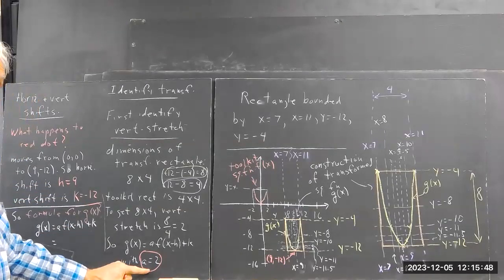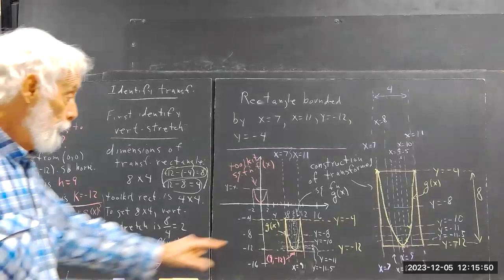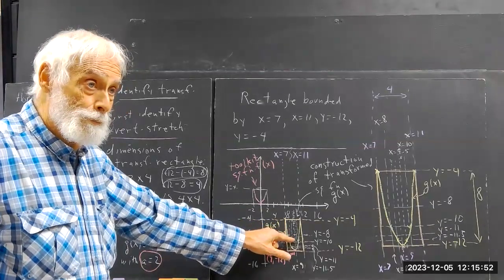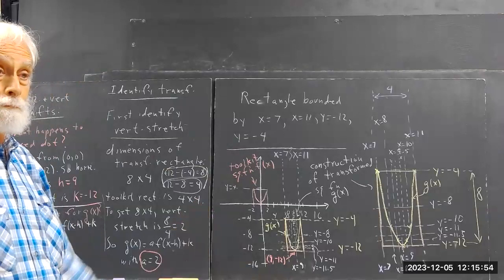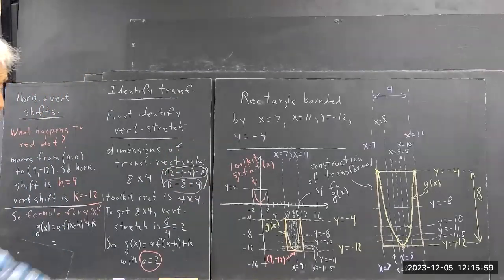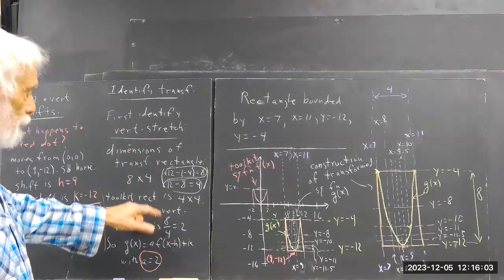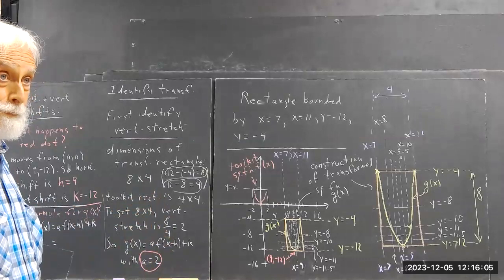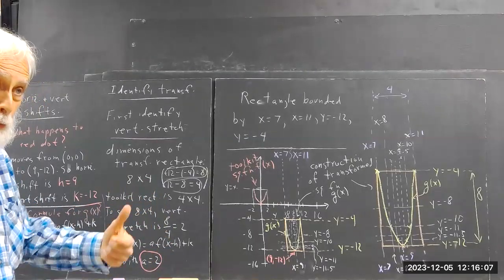So a is easy to identify. If you have the dimensions of your new rectangle, you just divide by the vertical dimension of your toolkit rectangle, and you get 8/4 equals 2. If the height was 6, you'd have 8/6, which is 1.5. No, it isn't, it's 1 1/3, 4/3, okay?